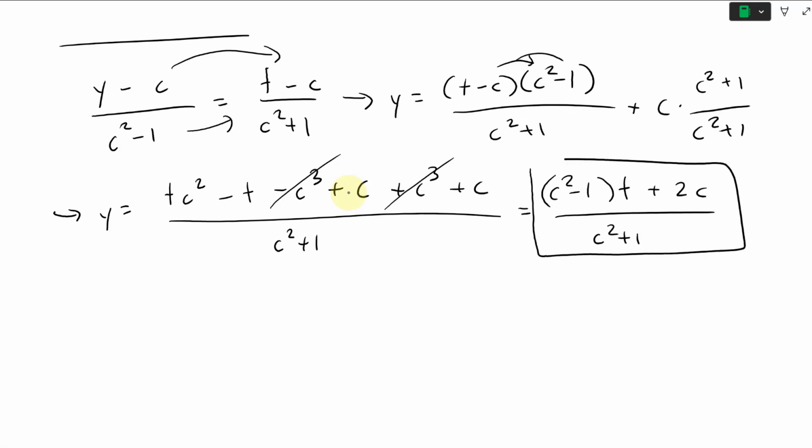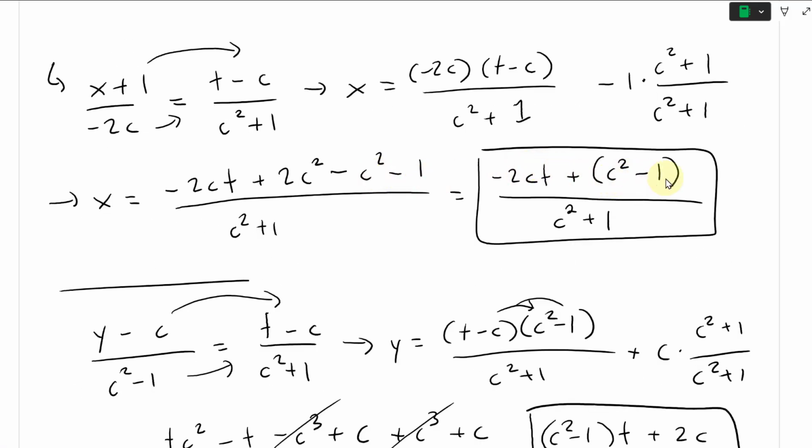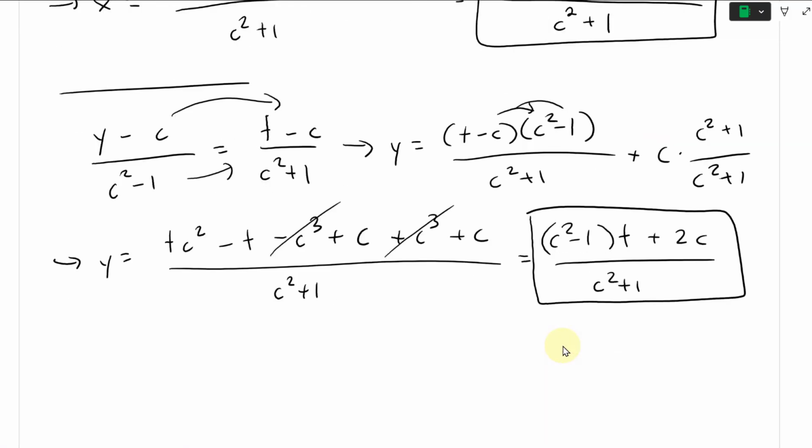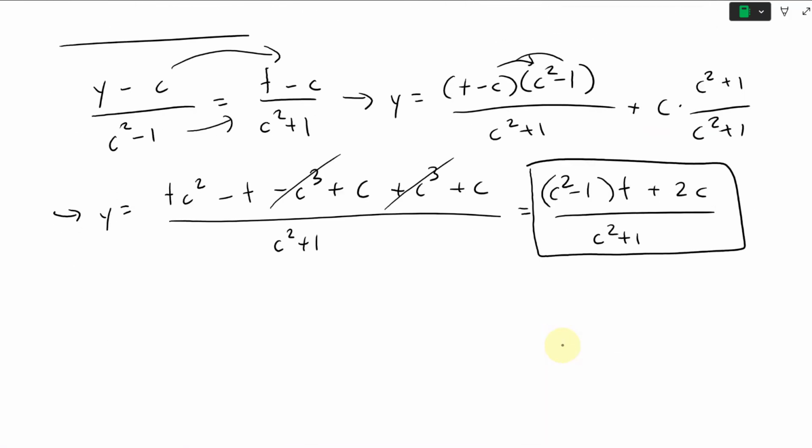So that's why in the first one we had the c squared minus 1. I should put that in a bracket because we have this one here as well. We can do some interesting stuff with it soon.